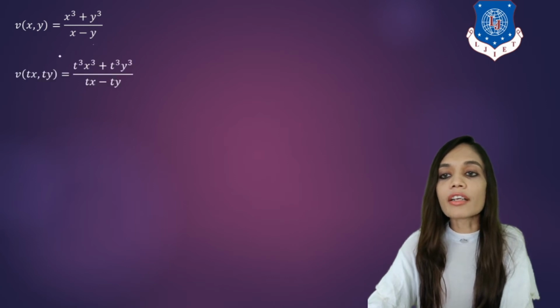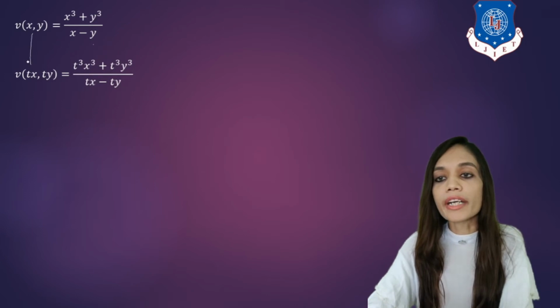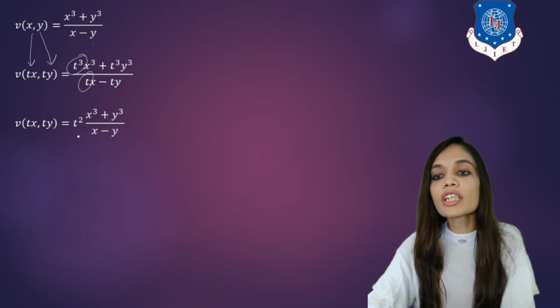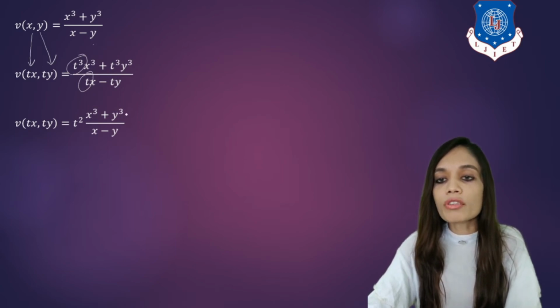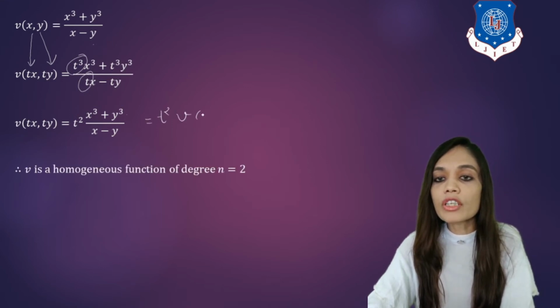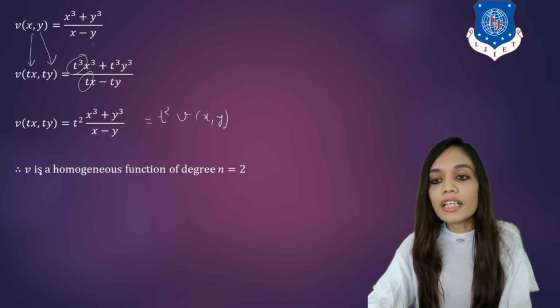Now we need to check whether v is a homogeneous function or not. So replace x by tx and y by ty. On replacing you will get t cube x cube plus t cube y cube upon tx minus ty. From the numerator take out t cube common and from the denominator take out t common. So finally you will get t square times x cube plus y cube upon x minus y. So this is equal to t square times v of x comma y. So we can say that v is a homogeneous function of degree n equal to 2.